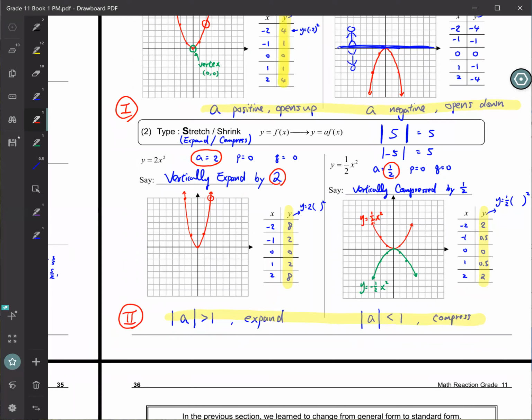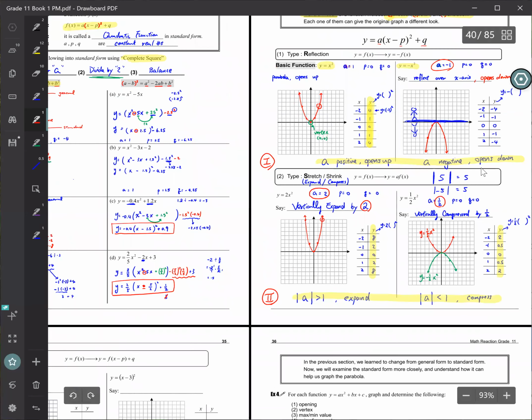Absolute value of A greater than 1, expand. Greater than 1. Okay, next one. Absolute value of A less than 1, compress. Yep, very good. Okay, so let's move on to the next one. You can turn off your mic now.